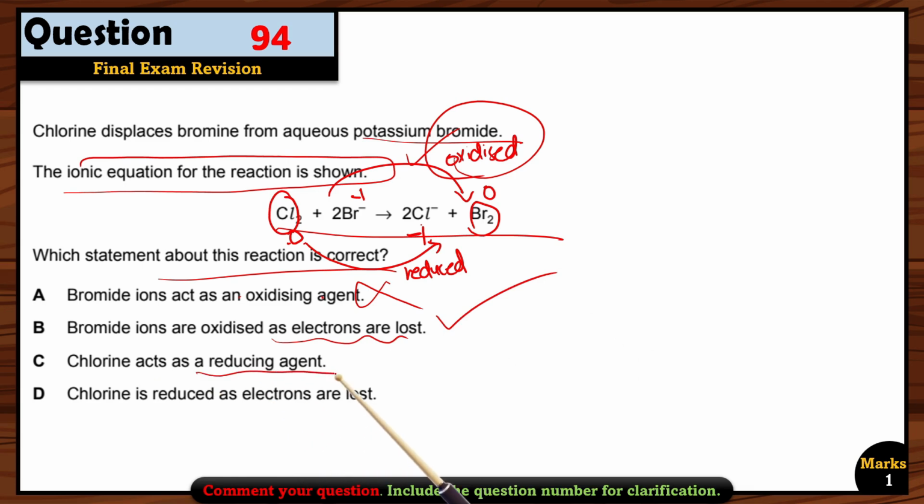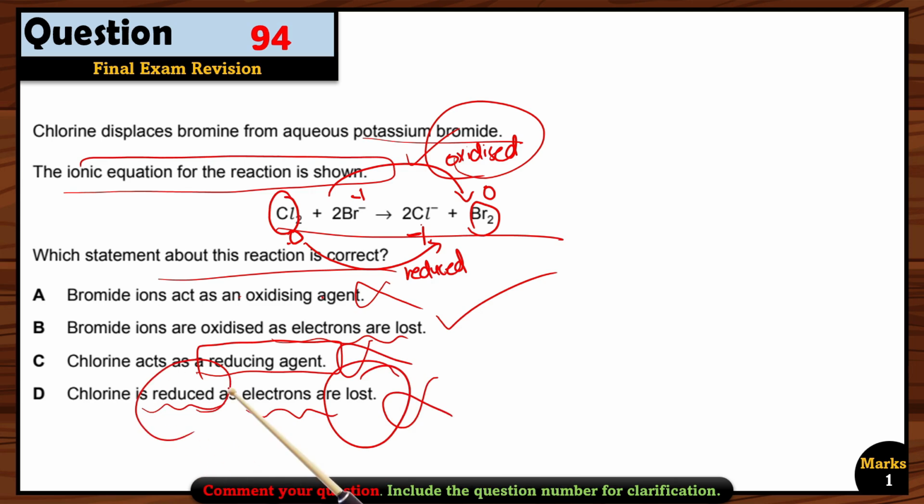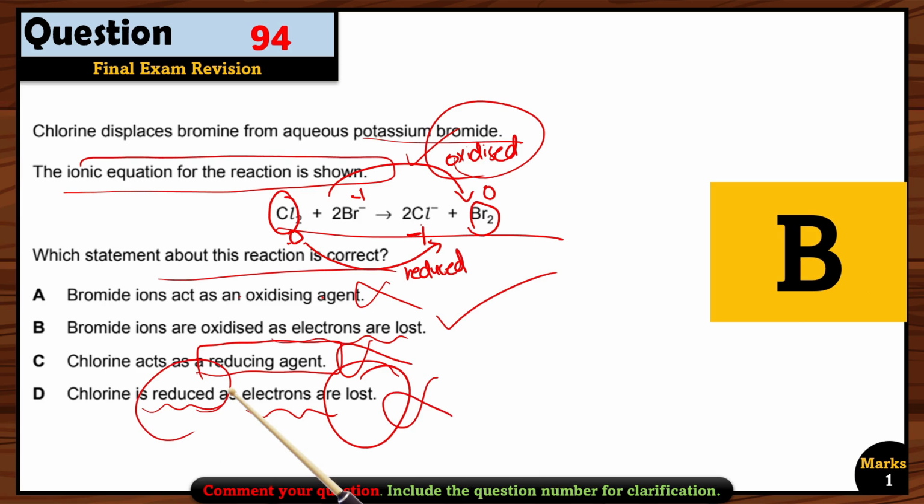Chlorine acts as a reducing agent. Again, wrong. Chlorine is reduced, meaning it is an oxidizing agent. The oxidizing agent's job is different, right? If anything is reduced, it means it is actually the oxidizing agent. If anything is oxidized, then it is actually a reducing agent. So the agent is the opposite of what is actually happening to that compound. So chlorine is actually the oxidizing agent, so this option is wrong. Chlorine is reduced, yes, as electrons are lost. Wrong. Electrons are gained. Whenever there is reduction, there is a gain of electrons. So only option B is the right option here.